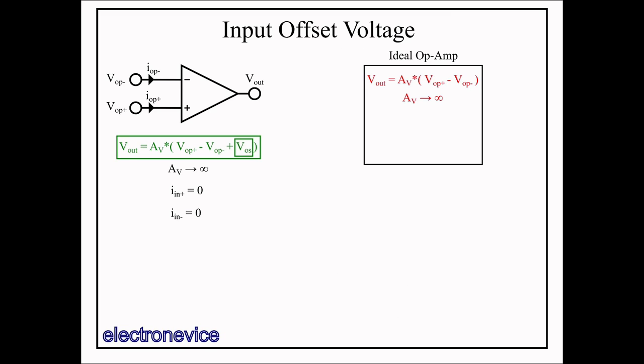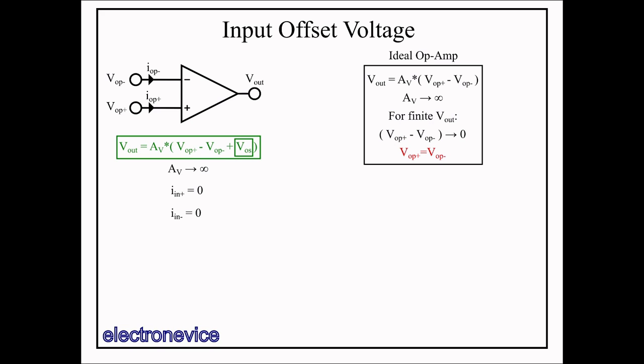Looking at the ideal equation, and the gain going to infinity, we recall that since this gain is a value going to infinity multiplied by the differential voltage in parentheses, we know that the differential voltage must go to 0 in order for Vout to be a finite value. If it did not, then Vout would have to be infinity. So again, the differential voltage is 0, meaning that VOP+ is equal to VOP-.